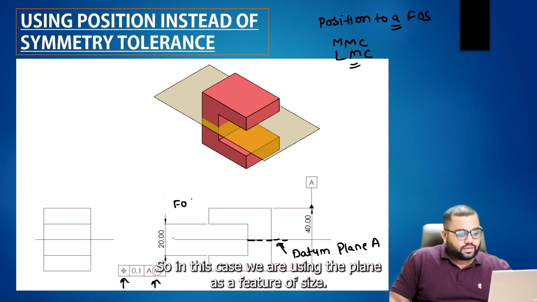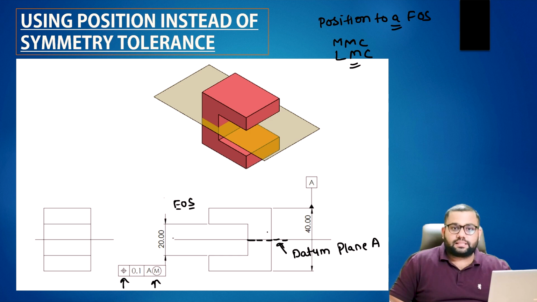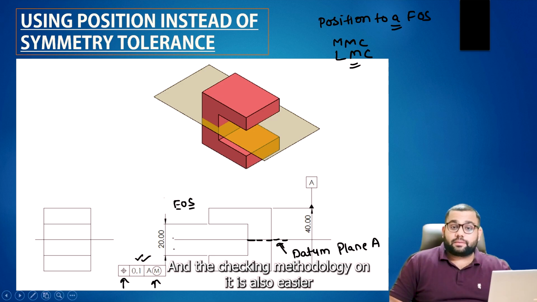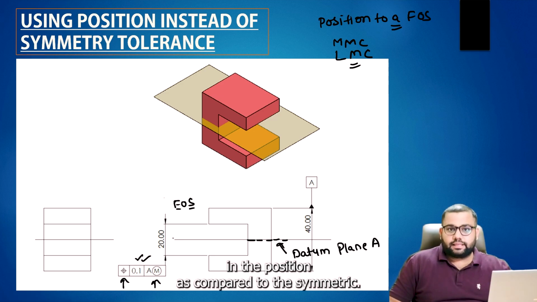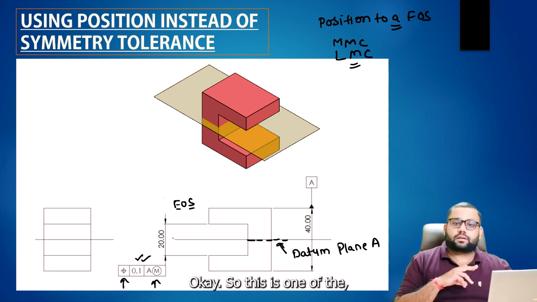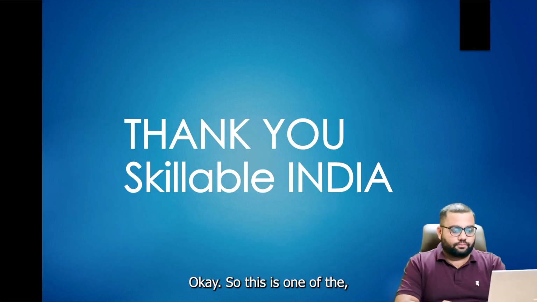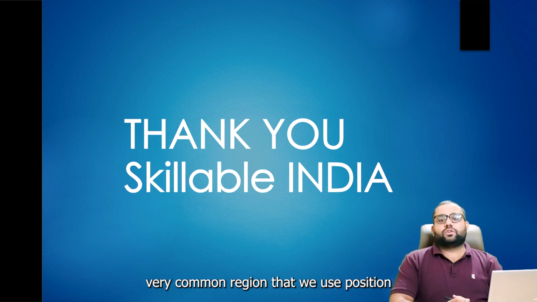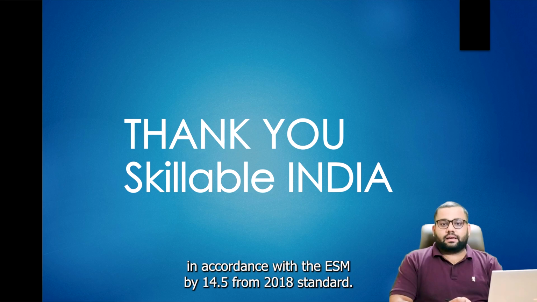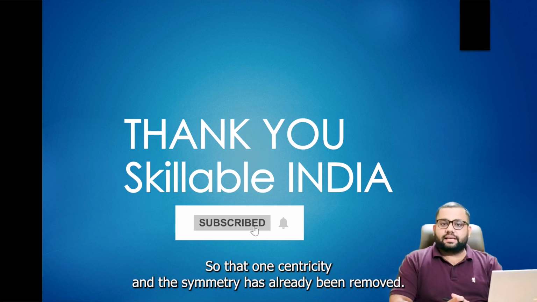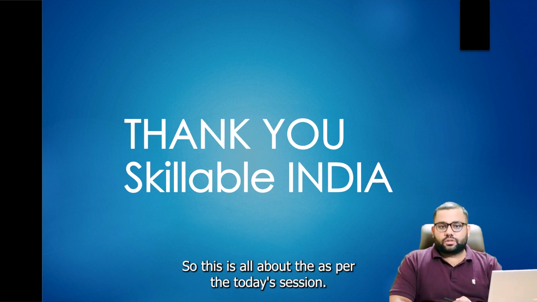In this case we are using the plane as a feature of size, where we can control the position of the center plane, which is 0.1 mm apart. The checking methodology is also easier in position as compared to symmetry. This is one of the very common reasons that we use position in accordance with the ASME Y14.5 2018 standard. The concentricity and the symmetry have already been removed. So this is all for today's session. Thank you. Thanks a lot.